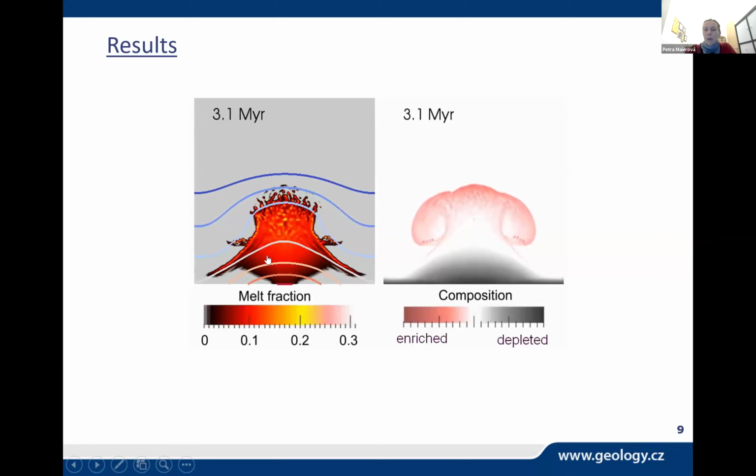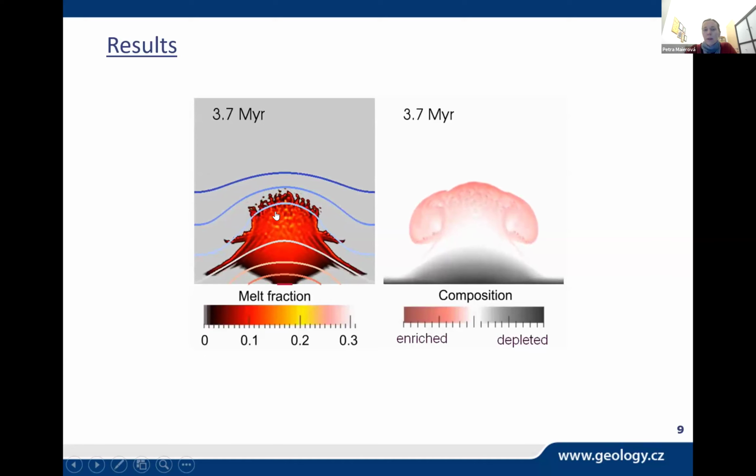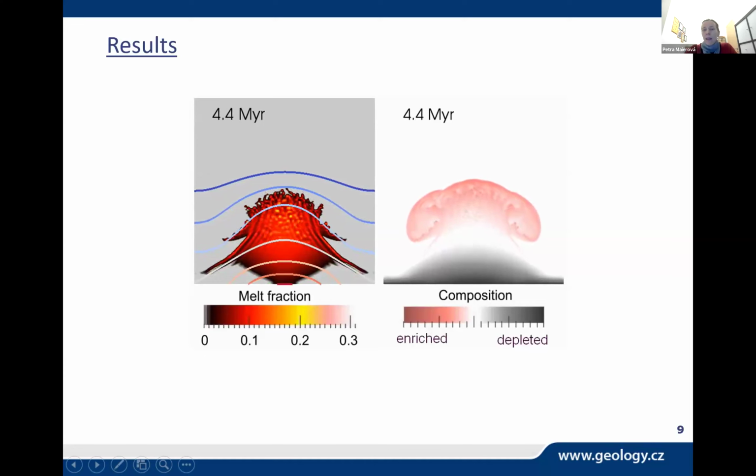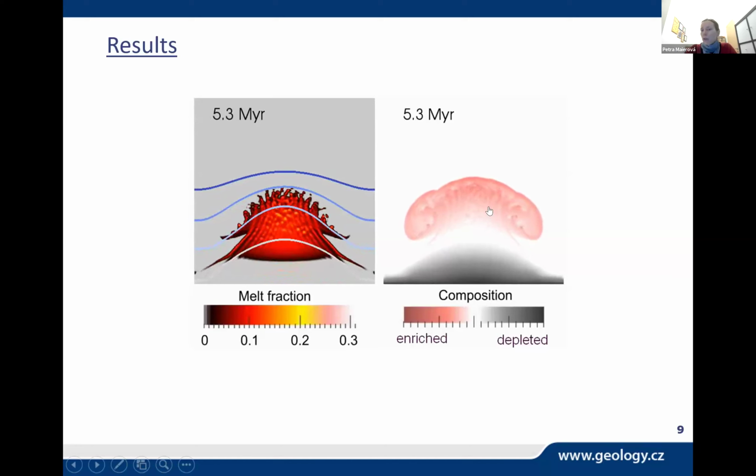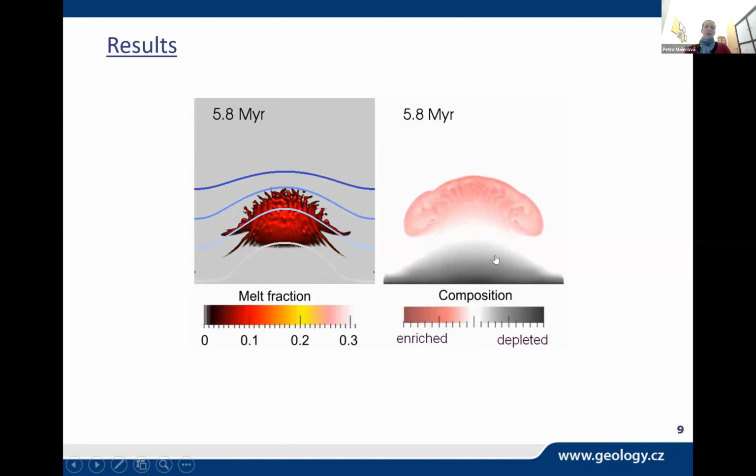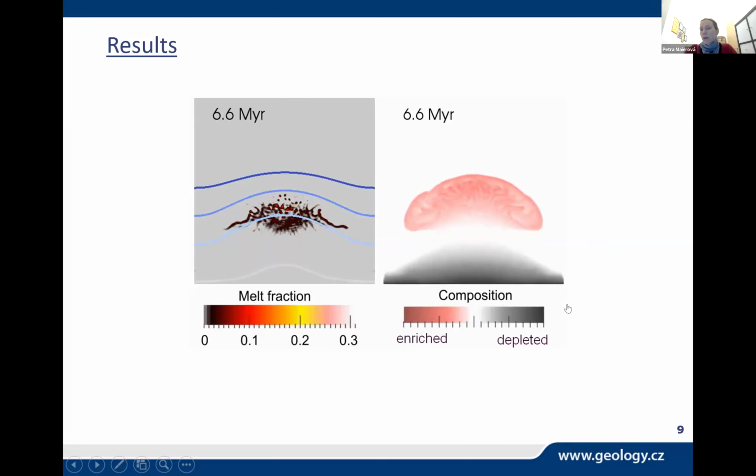And you can see inside the partially molten domain some waves or some blobs, or however to call it, of increased melt fraction, and those are porosity waves. And in composition, you can see that the composition changes. So in the middle crust, we have enriched composition, and the lower crust is depleted. Yeah, after 5 million years, we switch off the temperature anomaly at the bottom, so everything solidifies, but the compositional variations remain there.